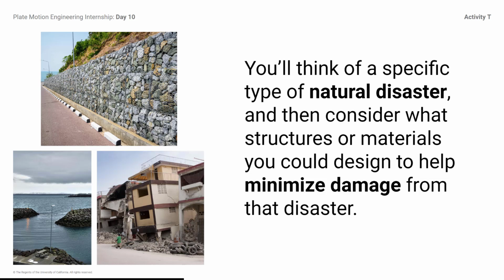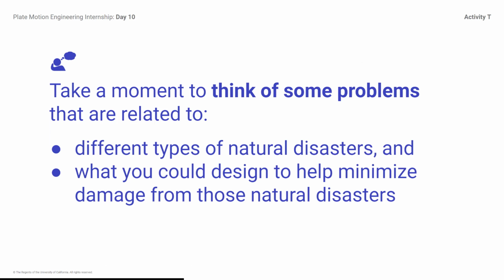Some different natural disasters are hurricanes, tornadoes, floods, earthquakes, tsunamis, avalanches, volcanic eruptions, sinkholes, or mudslides. Different regions have different climates and have different possible natural disasters. Take a moment to think of some problems that are related to different types of natural disasters and what you could design to help minimize damage from those natural disasters.